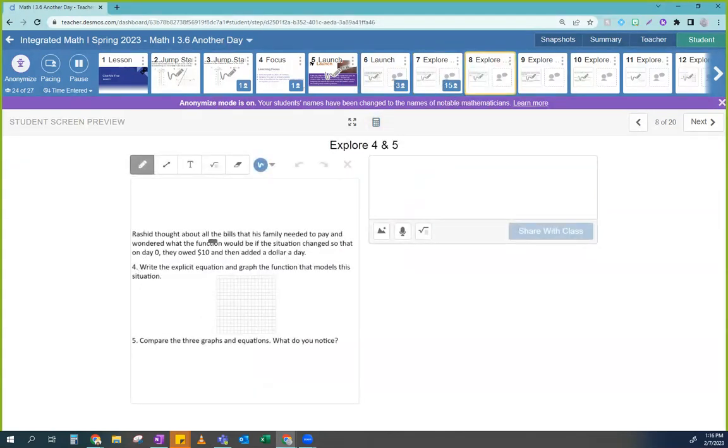Rashid thought about all the bills his family needed to pay and wondered what the function would be if the situation changed so that on day zero they owed $10. They owed $10. So everybody pause right now. I'm going to give you a couple seconds to write out your equation. If you want to be fancy and write it out like me, just hit this little math button right here. F of D, I'm still going with F of D equals. How does my function change if we're thinking about their family bills and that they owed $10 and then add a dollar a day?